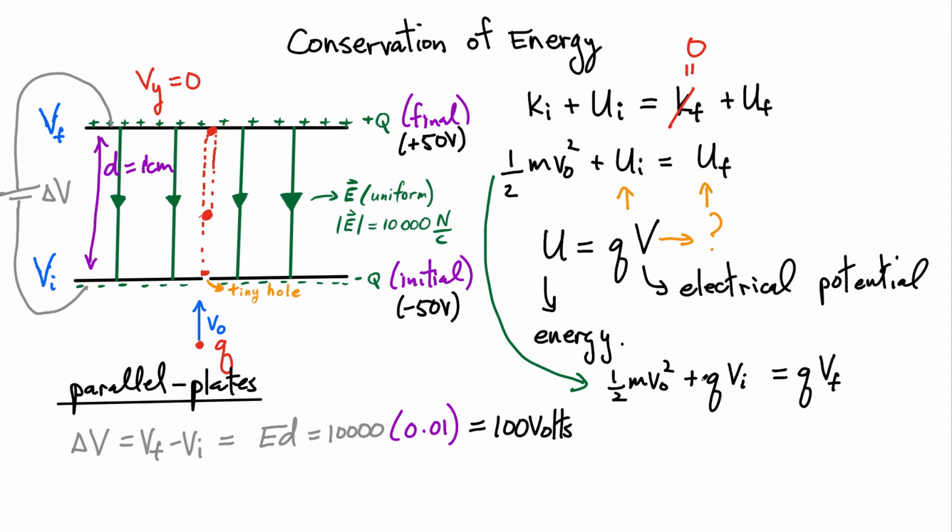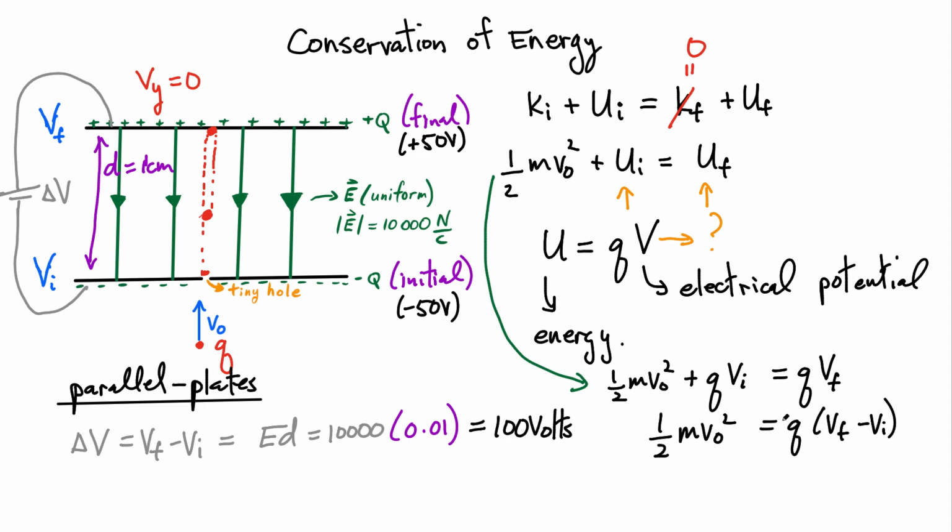Now you have to do a little bit of algebra because our goal was to find how fast I have to put this charge in the field region. So let's go ahead and do that. I'm going to bring this term to the other side. So this becomes Q times V final minus V initial. This is the difference of potential between both of those plates, which we just said was 100 volts. And all of this has to equal my initial kinetic energy.